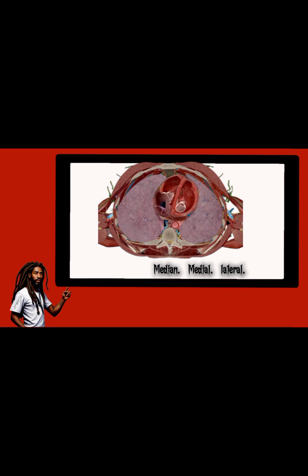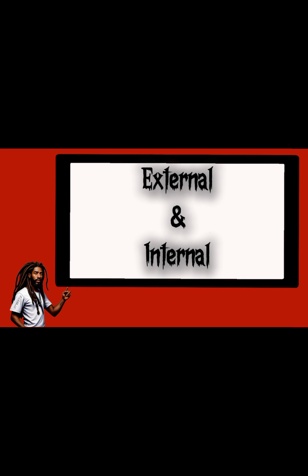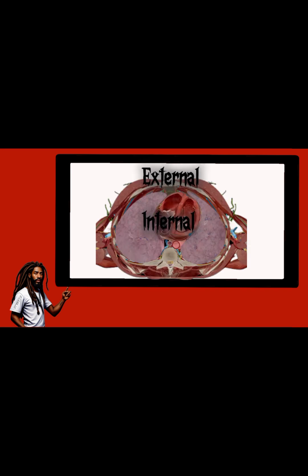Then next we have lateral, which means far. That is something that's far from the median plane, farther than even medial. So that's basically what lateral is. And then we have intermediate, which is between medial and lateral. So those are the four terms: median, medial, lateral, and intermediate. Next we have external and internal, which represent outside and inside. Of course, I'm sure you already know that.